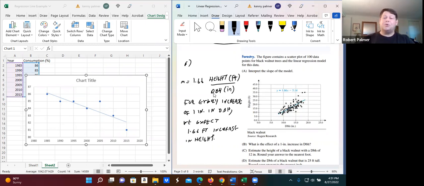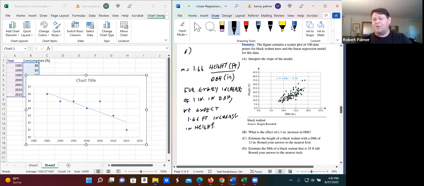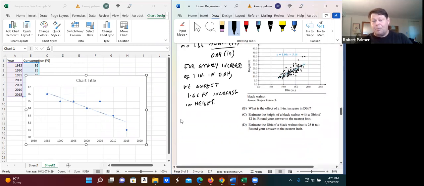So for every 1 inch increase in this diameter, we expect 1.66 feet, remember that's in feet, increase in height. Okay, and once again, as you can see by the graph, that's not going to be true for all our data points. But once again, that's what the slope of the line tells you. That's our mathematical model for this. Okay. Part B is basically what we just said. It says, what is the effect of a 1 inch increase in diameter breast height? What we expect is an increase of 1.66 feet in height.